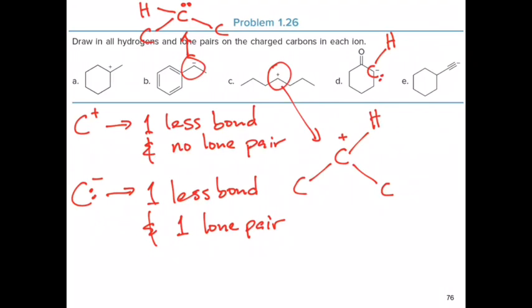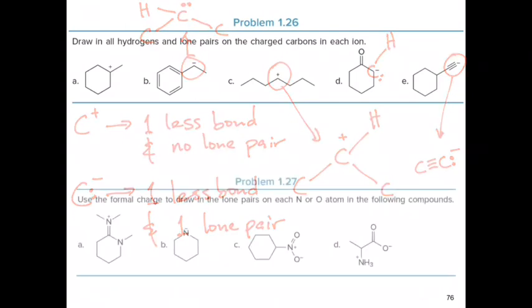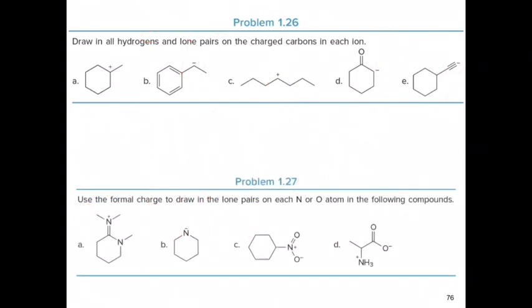All right, and the last one here. So we have a carbon that's triple bonded to another carbon with a negative charge. So in order for this carbon to have a negative charge, it must have one lone pair and no hydrogen atom bonded to it. And that's it. And here's practice problem number 27.